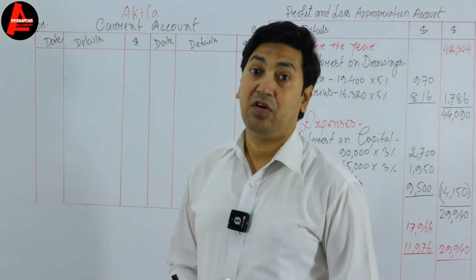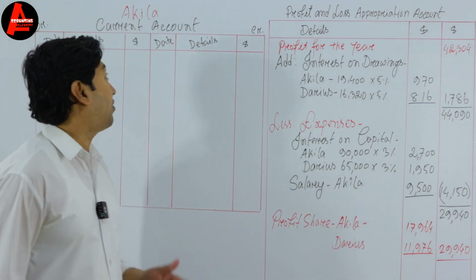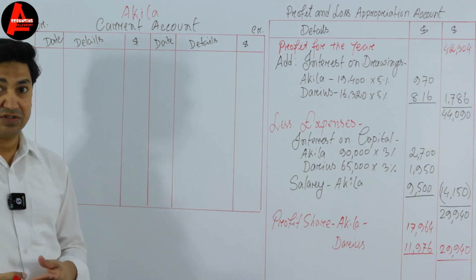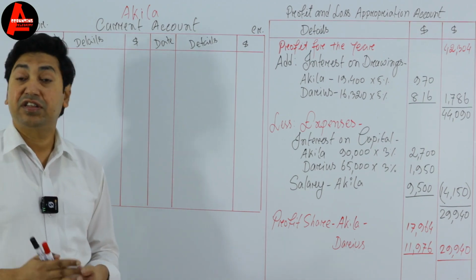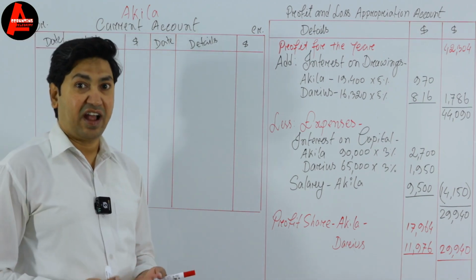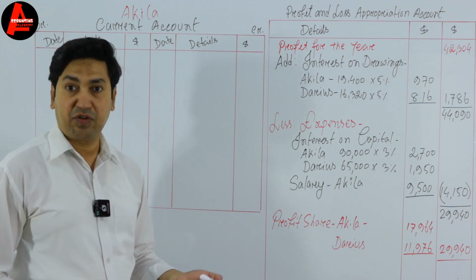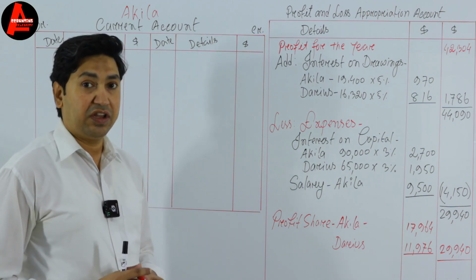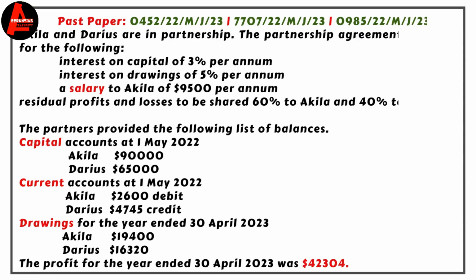So now let us write. The first item of this account is the opening balance, a balancing figure. In this question we have a current account balance. If you have it, you write it. If you don't have it, you don't need to write it. In the question we see current account balances at 1st May 2022. Here we see Anika's is $2,600. It is a debit balance, and Darius's is $4,745. It is a credit balance.